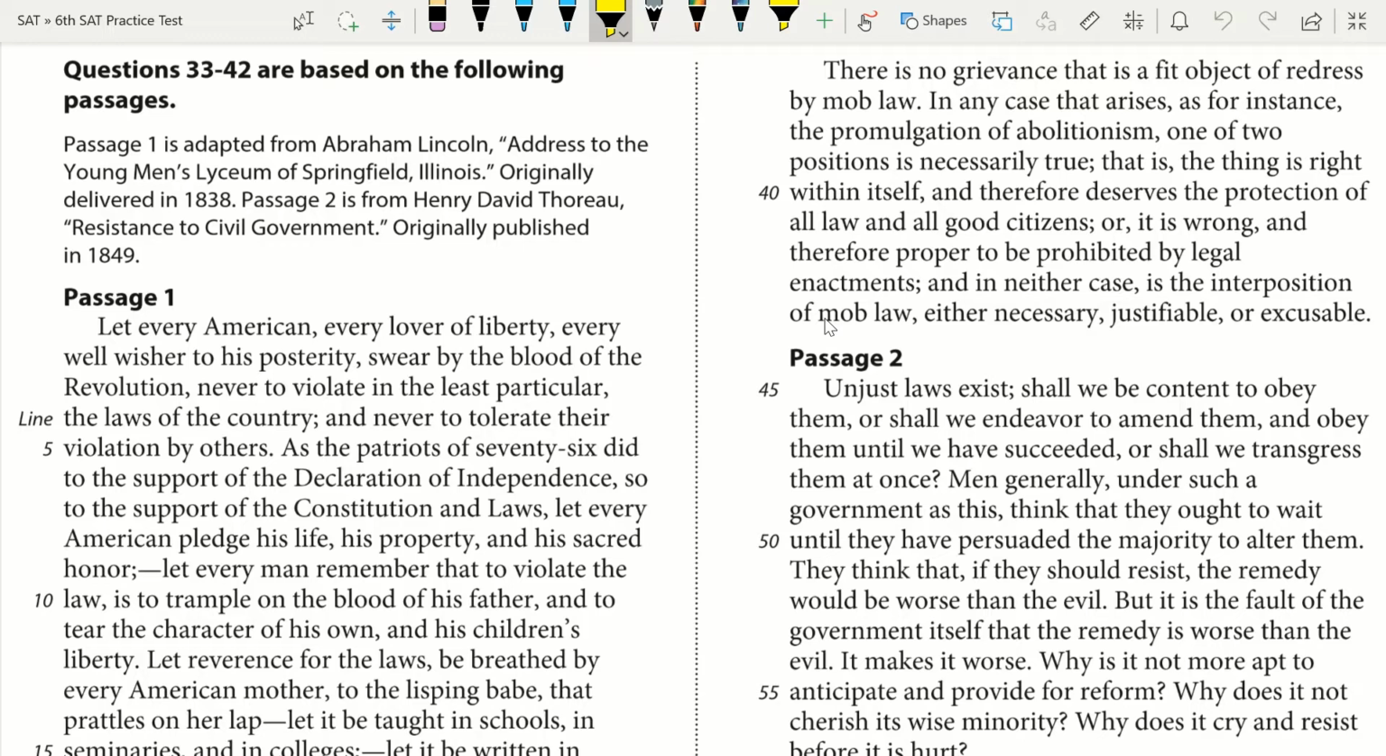All right, so what I'm going to do is read through. I'm going to highlight the things that I would be underlining if I did my initial read through paper pencil like you would be doing on the SAT. So with that, let's go ahead and get started.